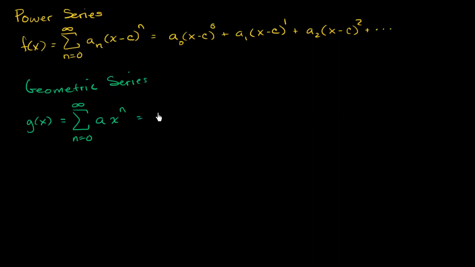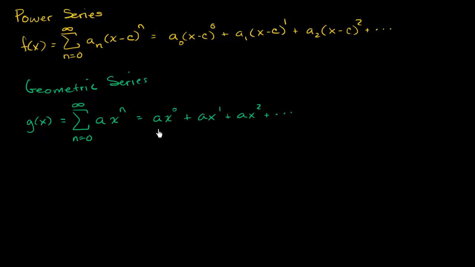And we can expand it out. This is a times x to the 0, which is just going to be a, plus a times x to the first, plus a times x squared, and we just go on and on and on forever. Now, what's exciting about this is we know that under certain conditions, this will actually give us a finite value. This will actually converge. This will give us a sensical answer.